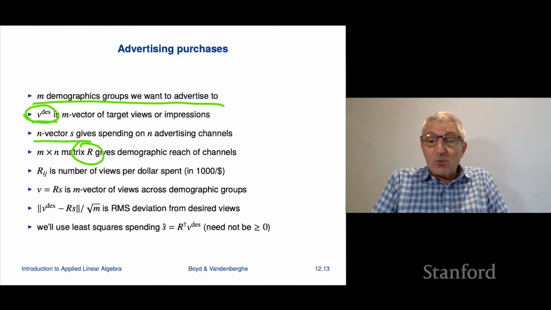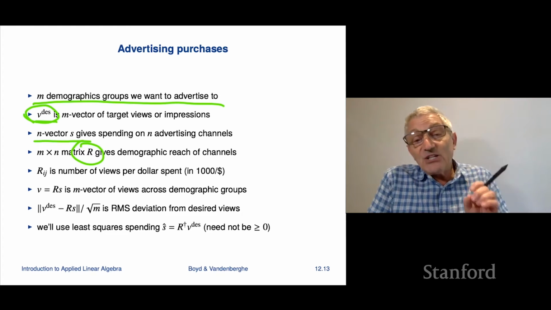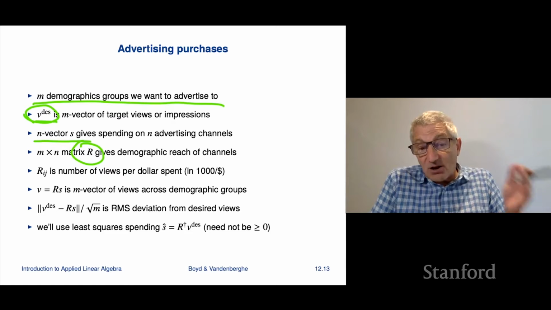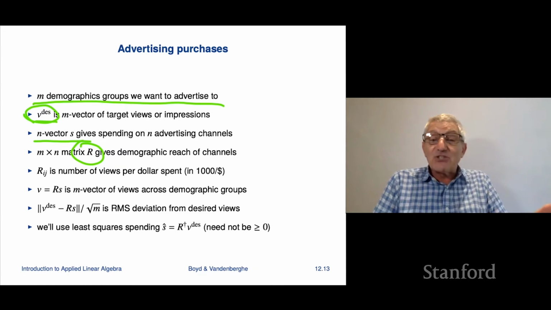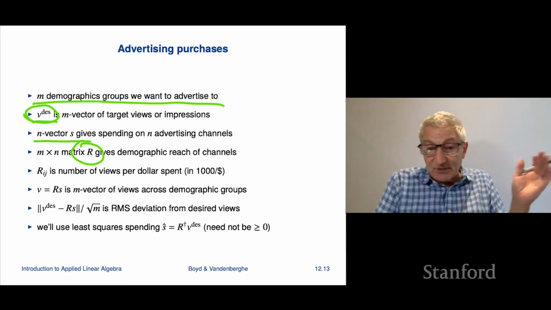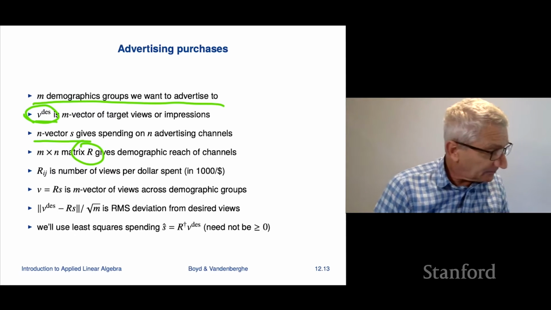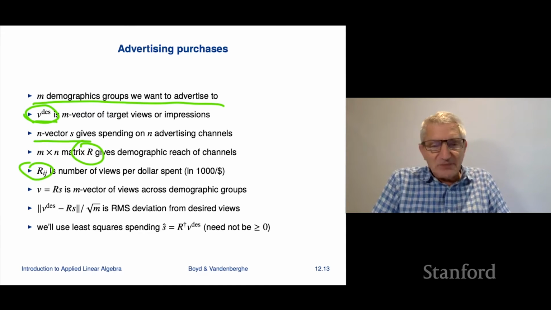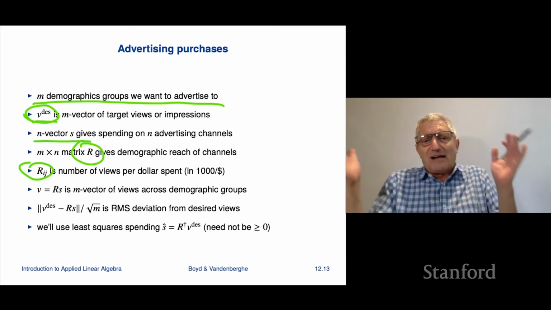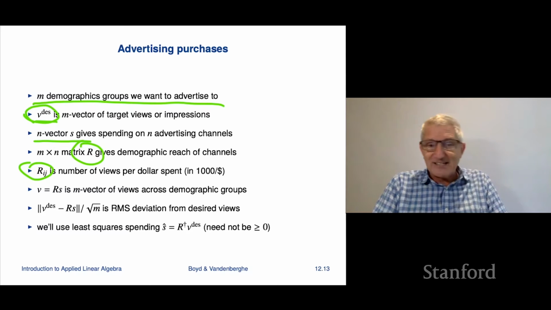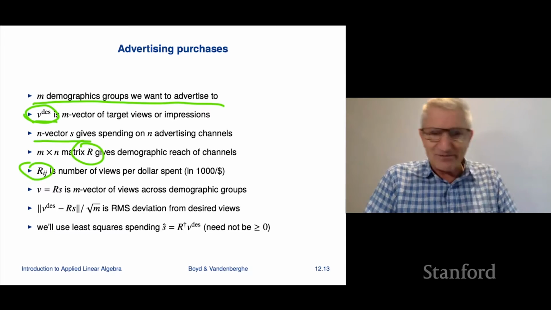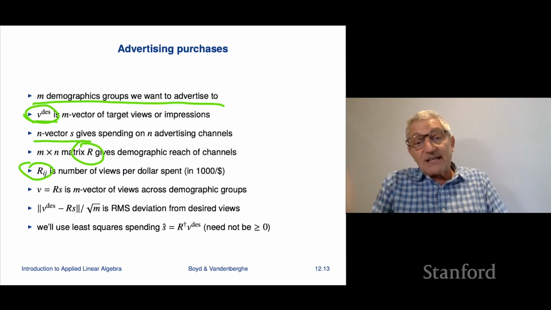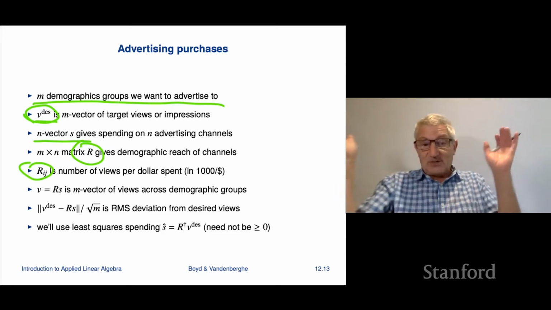Then what you have is an M by N matrix R, and it's called the reach matrix. It tells you, for each of your channels, for let's say $1 that you spend on each channel, how many impressions you actually get in your M demographic groups. R_ij is the number of views per dollar spent. Maybe, let's say, 1,000 views per dollar. I don't know, whatever. So a view costs you a tenth of a cent. If you spend $1 in that channel, you're going to get 1,000 views, so if you spend $100, you get 100,000.